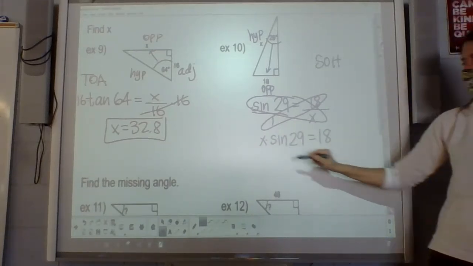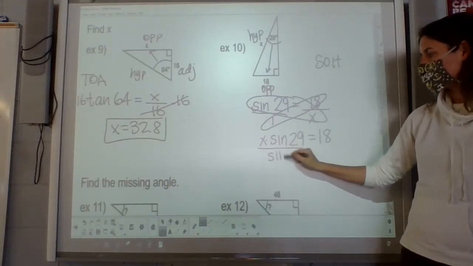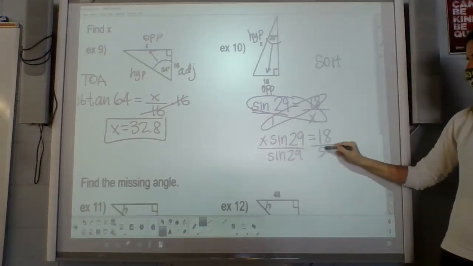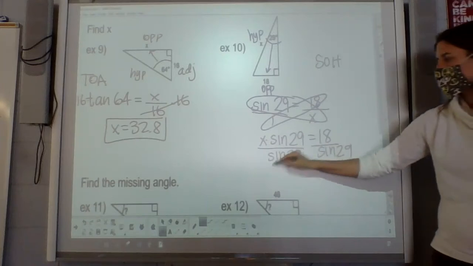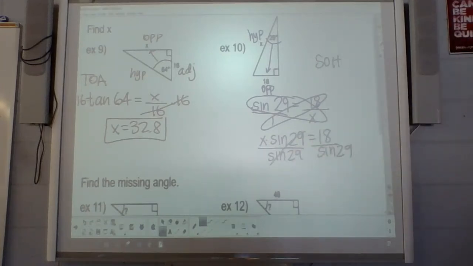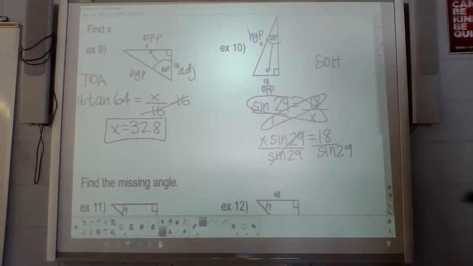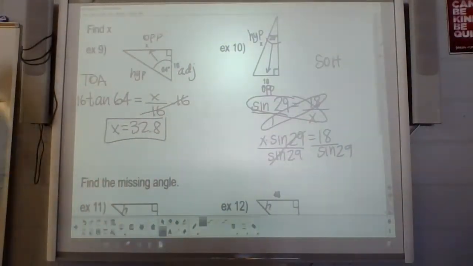Because then to get x alone, I know I have to divide by the sine of 29. So 18 divided by the sine of 29 is going to be my x value, which looks like it should be the longest side. So I got like 37.1.